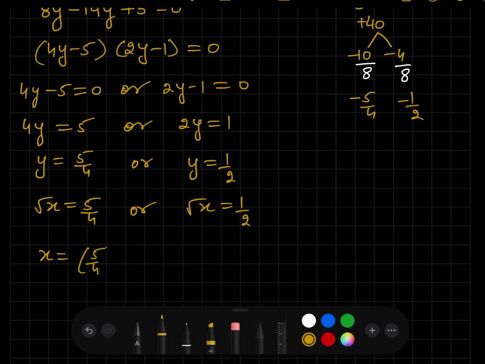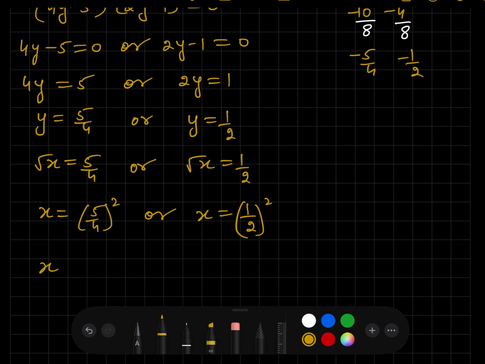X is 5 by 4 square or x is 1 by 2 square, squaring both the sides, right? So x is either 25 over 16 or x is equal to 1 by 4. So here we are with our two solutions.